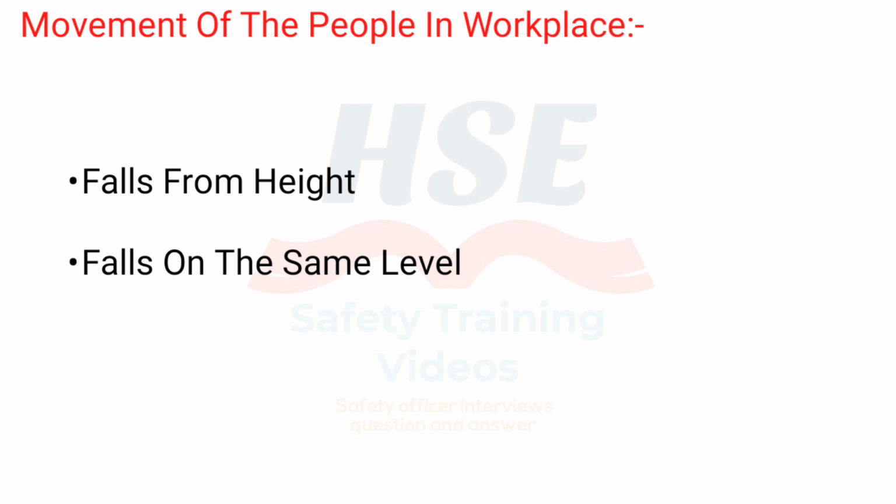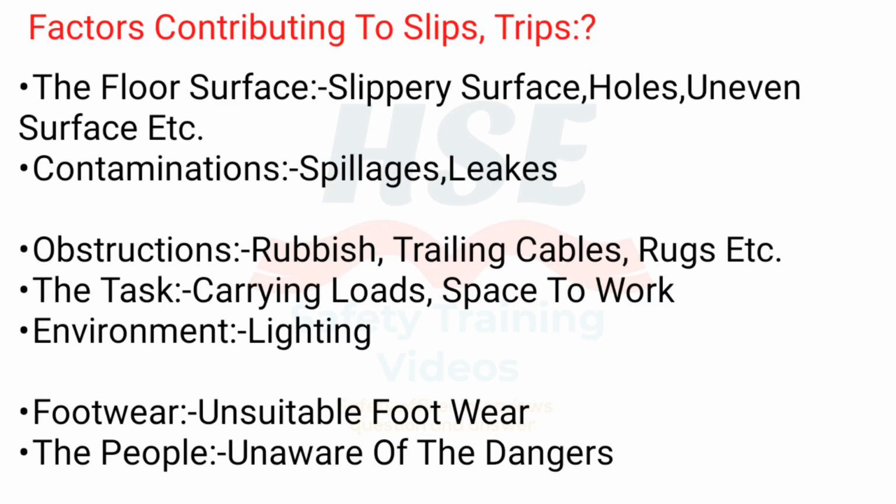Movement of people in the workplace: falls from height, falls on the same level. Factors contributing to slips and trips: the floor surface: slippery surface, holes, uneven surface, etc. Contamination: spillages, leaks. Obstructions: rubbish, trailing cables, rugs, etc. The task: carrying loads, space to work. Environment: lighting. Footwear: unsuitable footwear. The people: unaware of the dangers.